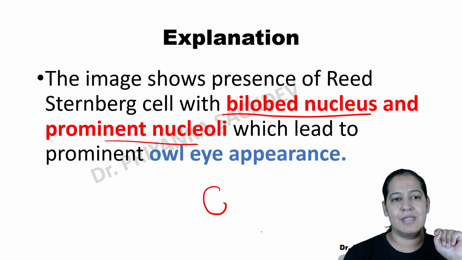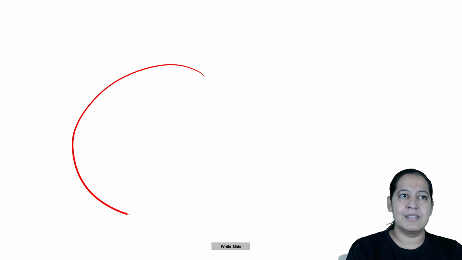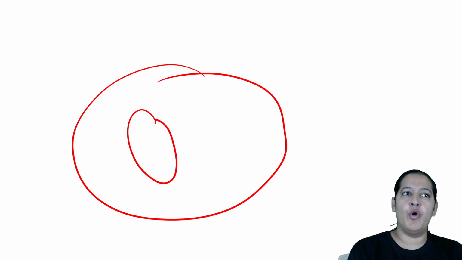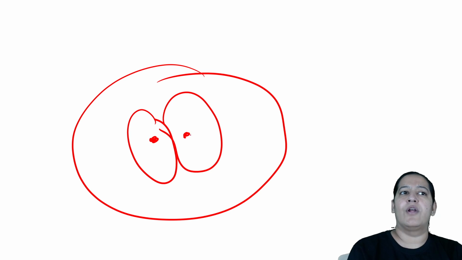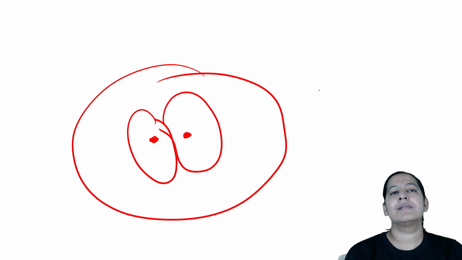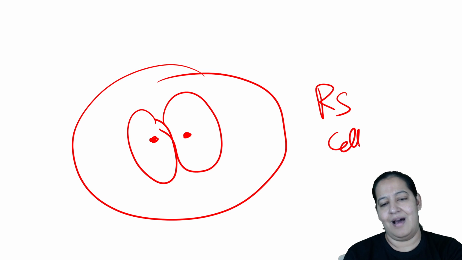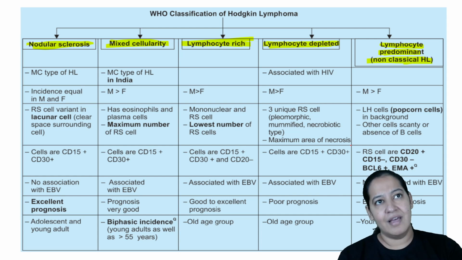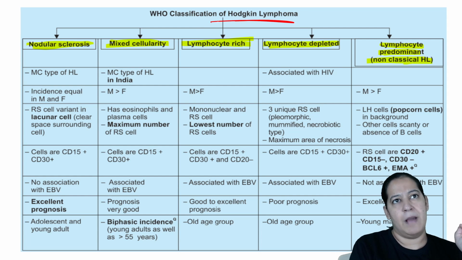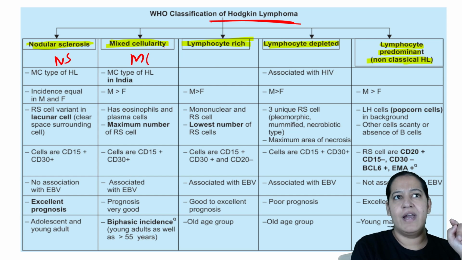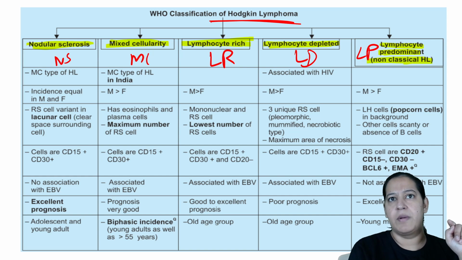So here this is the cell. Okay, let me draw the cell. The cell contains a bilobed nucleus with prominent nucleoli looking like owl eyes. This is the typical RS cell, Reed-Sternberg cell. There are 5 types of Hodgkin's lymphoma. I'm not teaching you all, you know them. It is nodular sclerosis, mixed cellularity, lymphocyte rich, lymphocyte depleted, and lymphocyte predominant. All of them have RS cells but of different types.